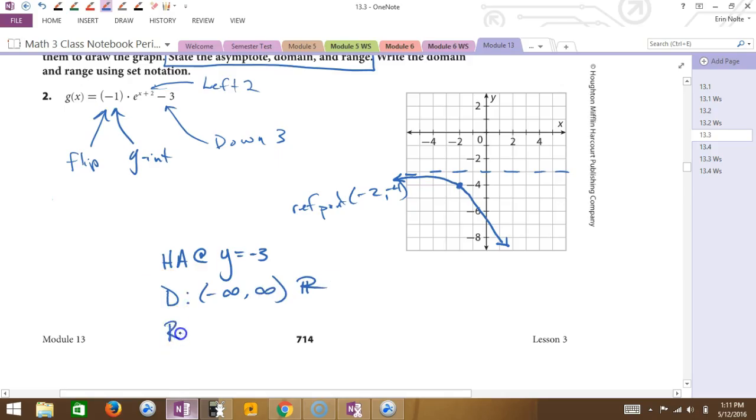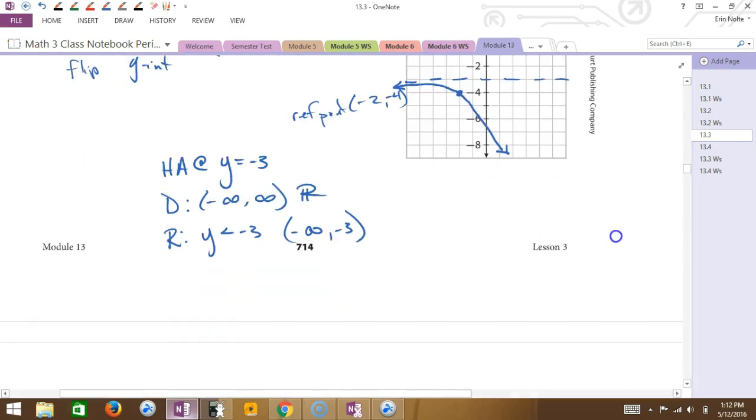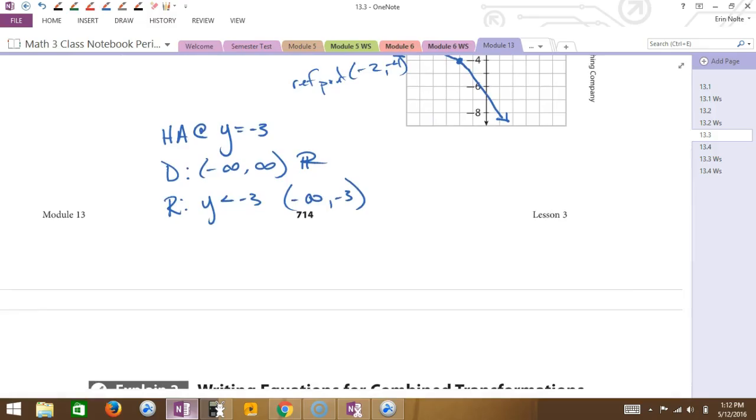What about my range? Everything below -3, right? I heard y has got to be less than -3, and I heard from negative infinity to -3. Both work. Now, do I include -3? No, because it never touches it. It's a horizontal asymptote. Infinitely close, but never equal to. Put a parenthesis around it instead. A bracket would mean it's equal to.